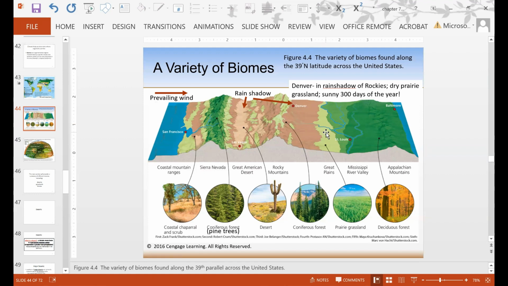Then you continue going eastward. You get your Mississippi River Valley. And then you have the Appalachian Mountains, which is all deciduous forest. And then here's Baltimore, which we also talked about earlier. And then there's the Atlantic Ocean.